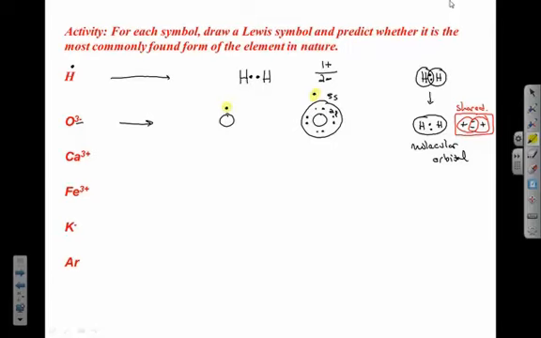Is that going to be a stable form for oxygen? No, it's not. It doesn't want to do that. It needs a noble gas configuration. So the most stable form would be this, which would be an oxygen 2-.